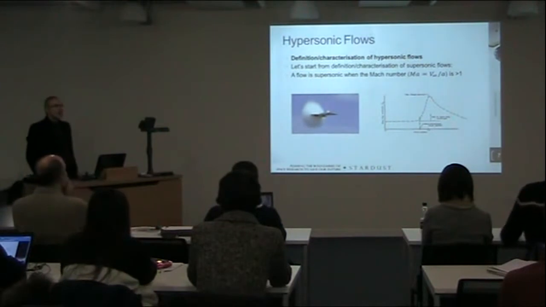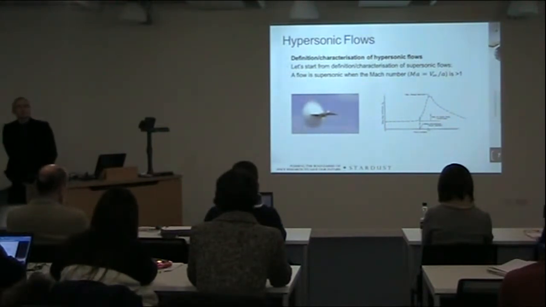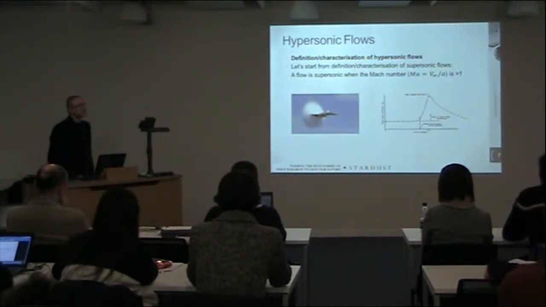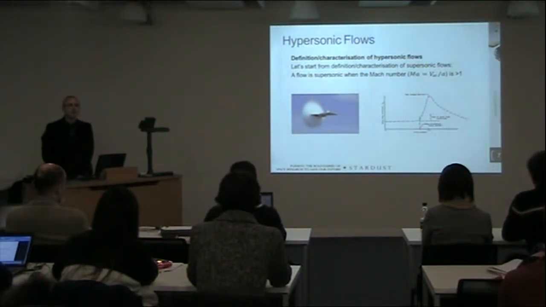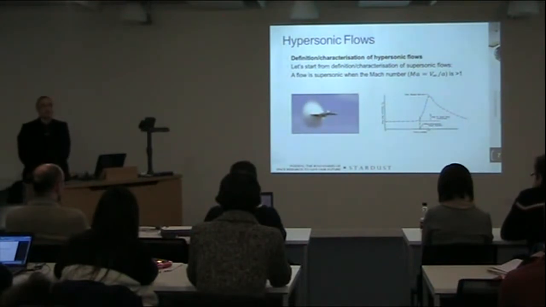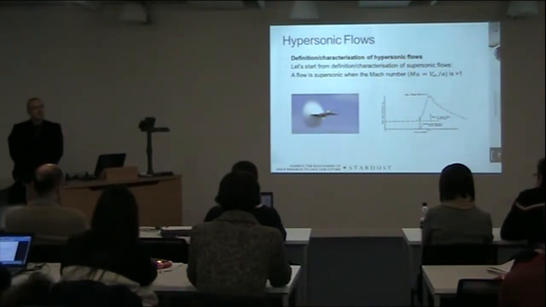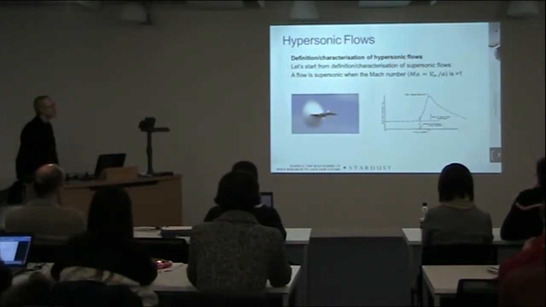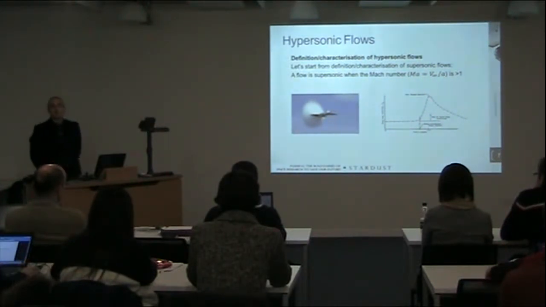Let's start with the characterization of the hypersonic flow. The difficulties in simulating the hypersonic flow start from the very beginning. There are difficulties in saying when a flow is hypersonic. When you have to say if it is supersonic or subsonic, it is easy. You have the Mach number, and if the flow has a Mach number higher than 1, you have a supersonic flow, and if the Mach number is lower than 1, it is subsonic.